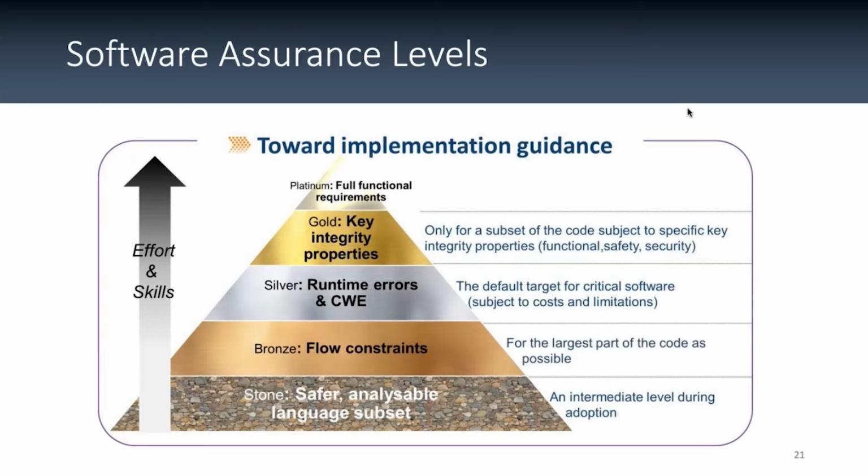So overall, you can see that there's this kind of pyramid. That's a good picture to picture these levels, where the full functional requirement level, the platinum level, is really at the top for a subset of the code. But beneath, there are a number of levels that we can reach, with the silver level in the middle being the target for all critical software when we can afford the cost. And of course, as you move up, you increase the level of effort and skills required.